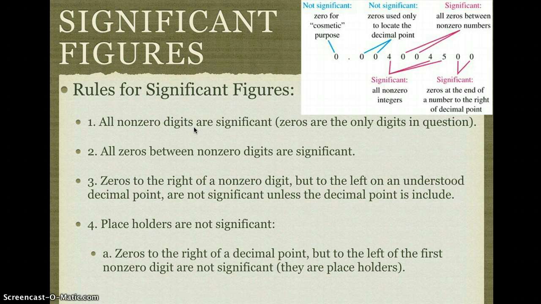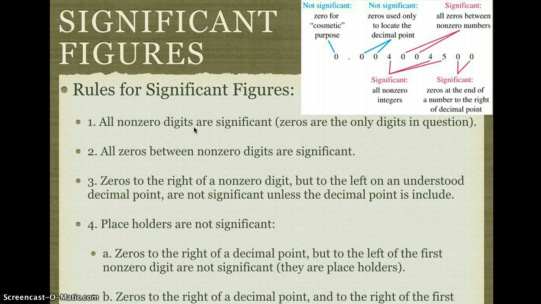So we have two little subcategories here: zeros to the right of a decimal point, but to the left of the first non-zero are placeholders. That's what I was talking about before with those 2 zeros. And then we also see zeros to the right of a decimal point and to the right of the first non-zero digit are significant. Now, again, come with questions. I want to explain this in class a little bit. I'm not going to try to do it all over this video lecture.